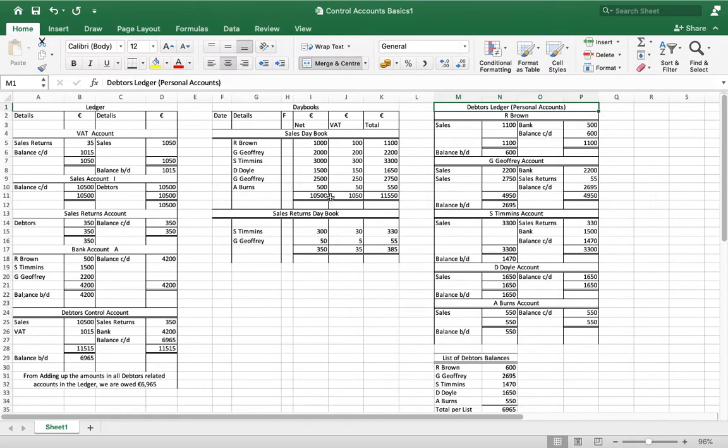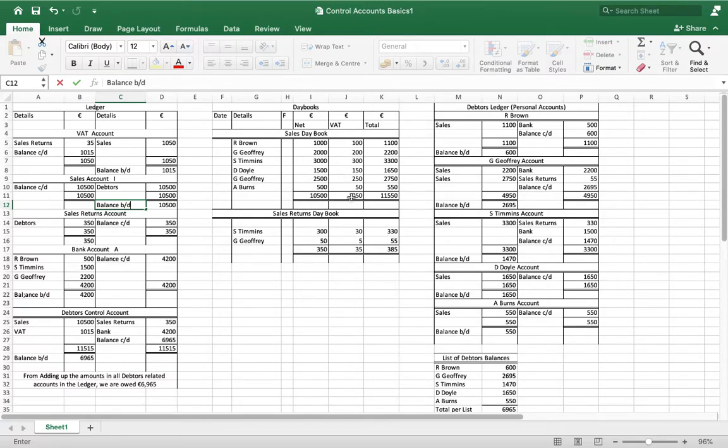So what we would have done as normal, the total of the sales column here goes into the sales account, and it's an income, so therefore it goes in on the credit side. So I have 10,500 on the credit side in the sales account. I then balance my sales account because there's only one entry in the sales account, and I end up with a balance BD of 10,500. Okay. I then go and I do my VAT.